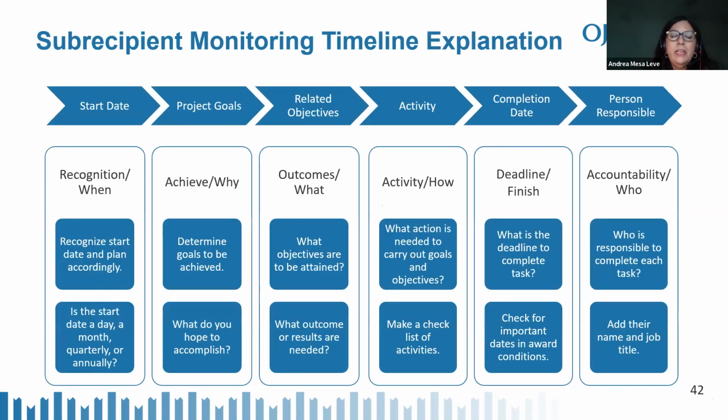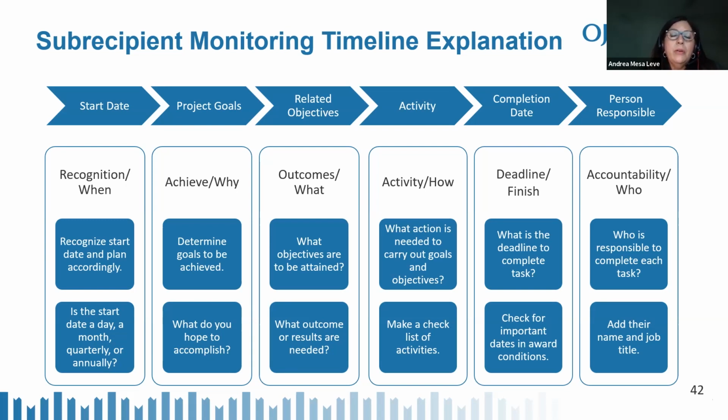So here's a monitoring timeline explanation. I would like to explain what each column means inside the timeline. So let's go from the top to bottom of each column. First, we're going to begin with the start date. Here you want to recognize the start date and plan accordingly. So this is your starting point. The start date can be a day, a month, quarterly, or annually. It can be whatever you need it to be to start your activity working towards your goals and objectives. And of course, make sure that your timeframes are doable and reachable.